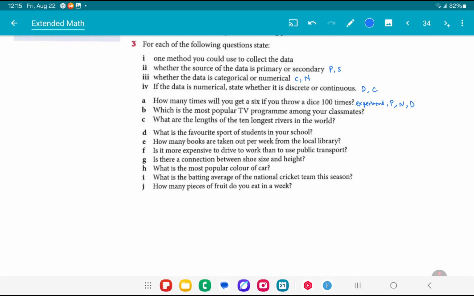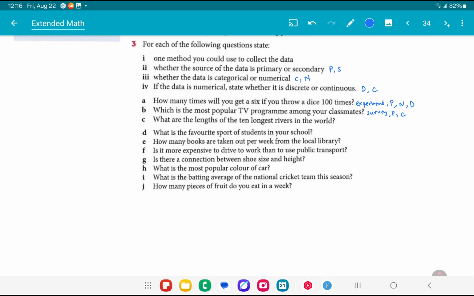For question B, which is the most popular TV program among your classmates? So to know the answer, we will ask the classmates. So this one is using a survey method, and because we directly ask, this one is primary, and we cannot find the value, so this one is a categorical data. Because it is not numerical, we will not answer the question 4.